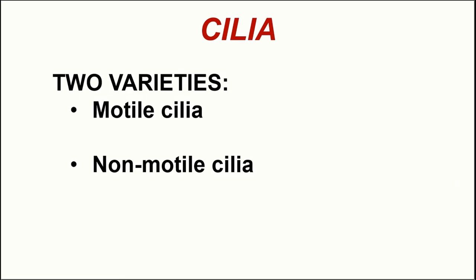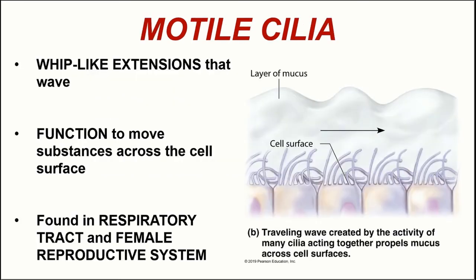So that's microvilli. Let's turn our attention to cilia, because we actually have two varieties of cilia. We have motile cilia and non-motile cilia. So motile cilia, as their name implies, are capable of movement. This word motile just means movement, and so these are cilia that are capable of waving and beating. So they are described as whip-like extensions of the plasma membrane that wave rhythmically. They look pretty similar to microvilli, except microvilli cannot move at all. And so in that way, cilia are different.